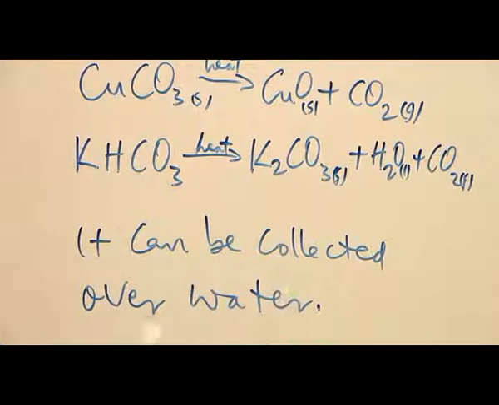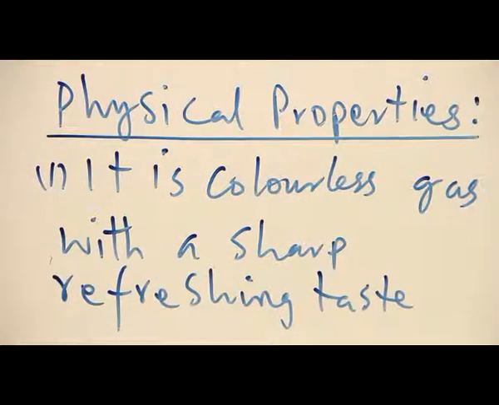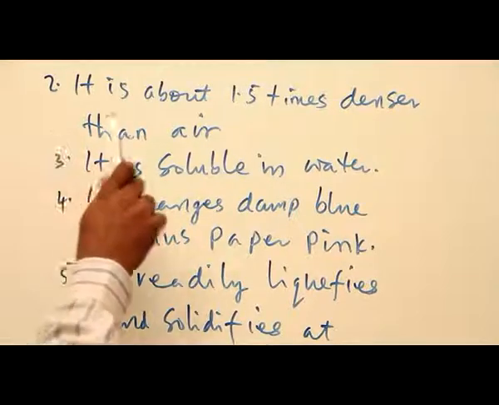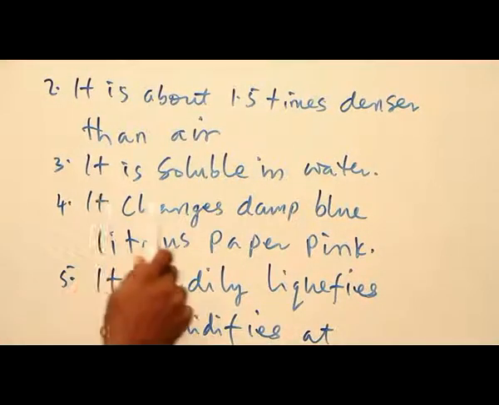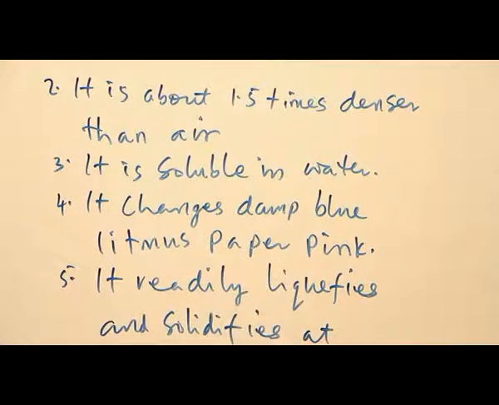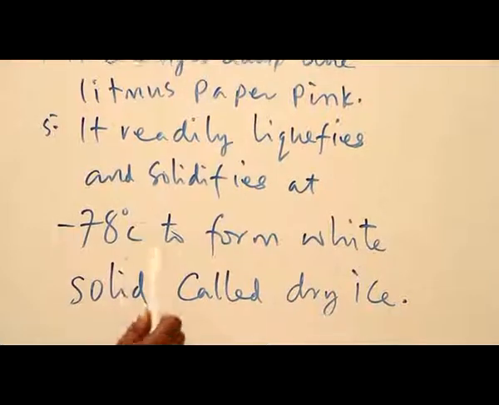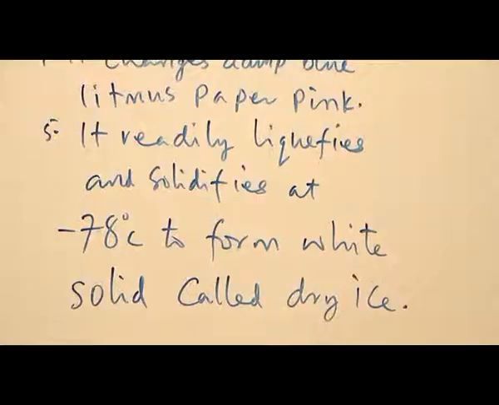It can be collected over water. Physical properties. Number 1. It is a colorless gas with a sharp, refreshing taste. Number 2. It is about 1.5 times denser than air. Number 3. It is soluble in water. Number 4. It changes dark blue litmus paper pink. Number 5. It readily liquefies and solidifies at -78 degrees Celsius to form a white solid called dry ice.